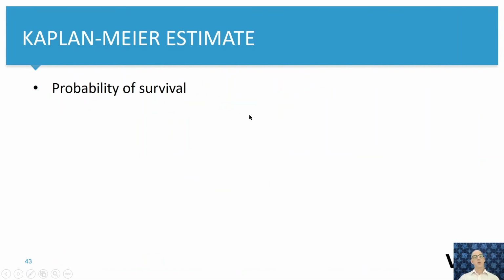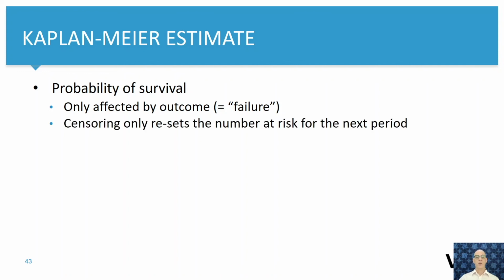So this multiplication we call the Kaplan Meier estimate. So it is the probability of survival, and that probability, as you could have seen, is only affected by failure, by outcome. When the event was censoring, a 0, a loss to follow-up, it only resets the number at risk for the next period. We saw those 2 periods where the survival was 100%. Why? Because that period was defined by the occurrence of loss to follow-up, censoring.